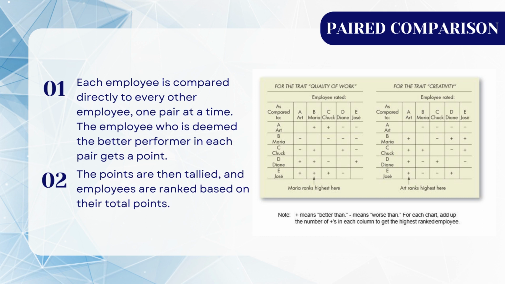The employee who is deemed the better performer in each pair gets a point. The points are then tallied and employees are ranked based on their total points. This method is more precise than simple ranking and can be useful when decisions about promotions or layoffs need to be made. However, this could be very time consuming, especially if you are working with larger teams.